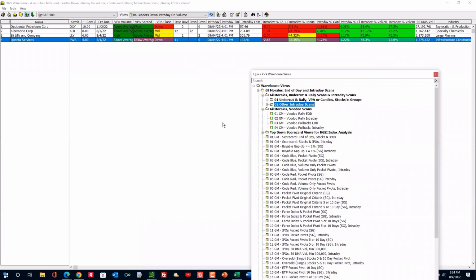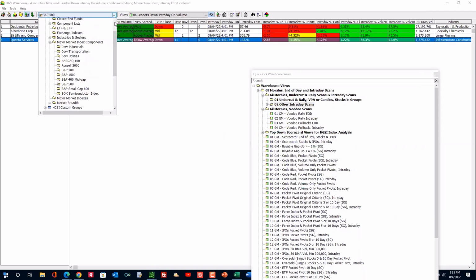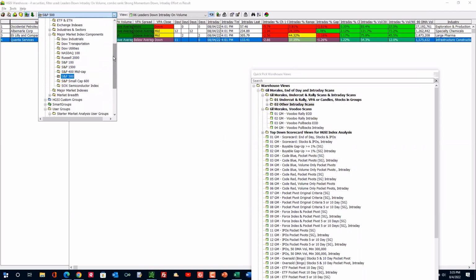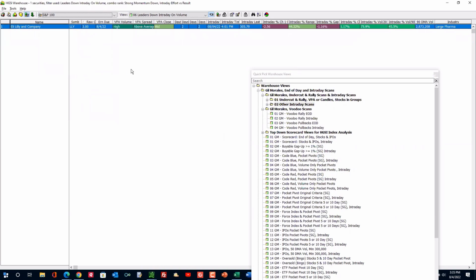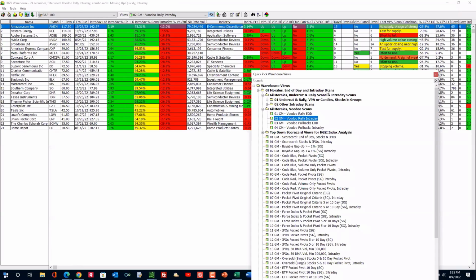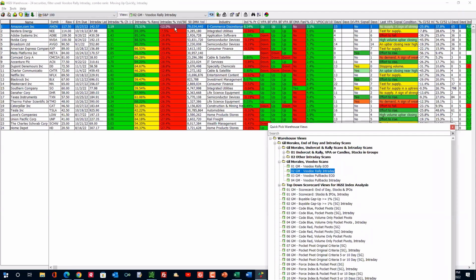Okay, now I put some Voodoo scans in here. Somebody was asking for Voodoo scans, and I wrote Gil, and I said, what goes into your Voodoo scans? And he said they're just really simple. And he only uses them on his list. He doesn't look at the whole universe, and I don't have his groups, so I'm just going to use the S&P 100. Here is a Voodoo rally intraday. What's a Voodoo rally intraday? It means that the stock's going up, but the volume is below the 50-day moving average. You can see this column's red here, but the stock's going up.